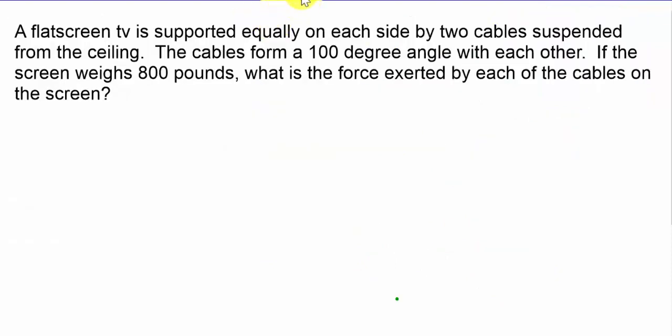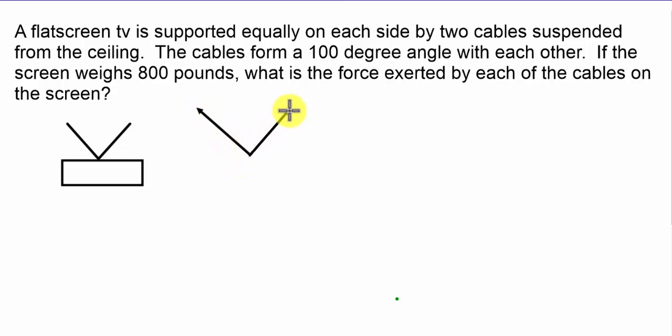So in this next problem, what's happening is we have a TV being hung, and it's going to be hung by two support cables that are equally placed on either side. So let's draw those in like so. And I find it always good to take a picture and then create a vector drawing from it. So here's one cable, here's another cable, and then here's the TV force, like so.